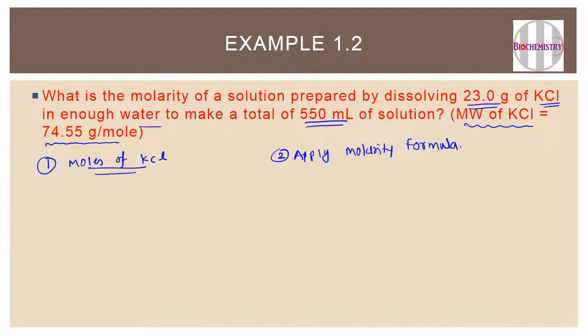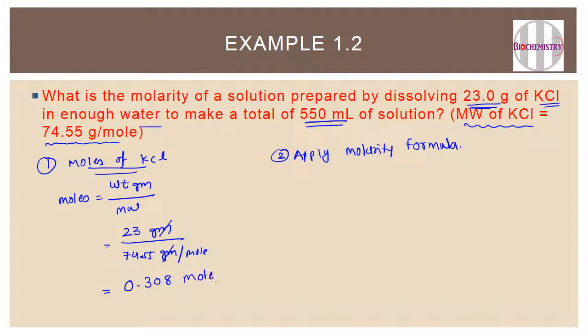So first let us try to find out 23 grams of KCl is equal to how many moles of KCl. We all know the moles formula: moles is equal to weight in gram divided by molecular weight. So here the weight is 23 gram divided by 74.55 gram per mole. Gram cancels out, so mole will be on the upper side. So 0.308 moles. So 23 gram of KCl is equal to 0.308 moles.